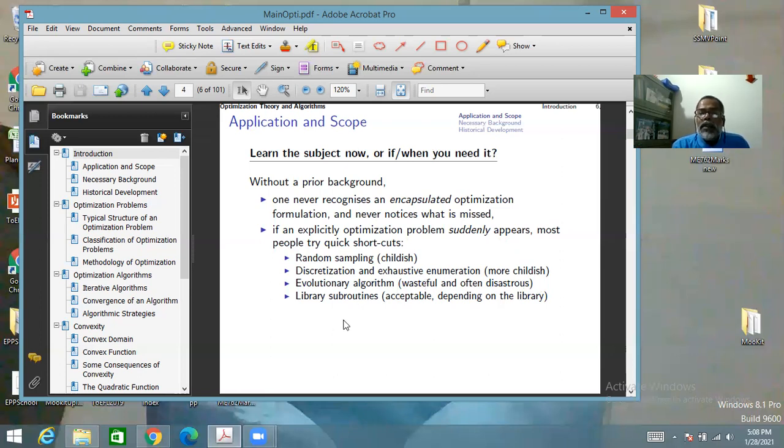Then there is another alternative, which is a little smart, which is using library subroutines to solve the specific problems, just like a numerical analysis problem.